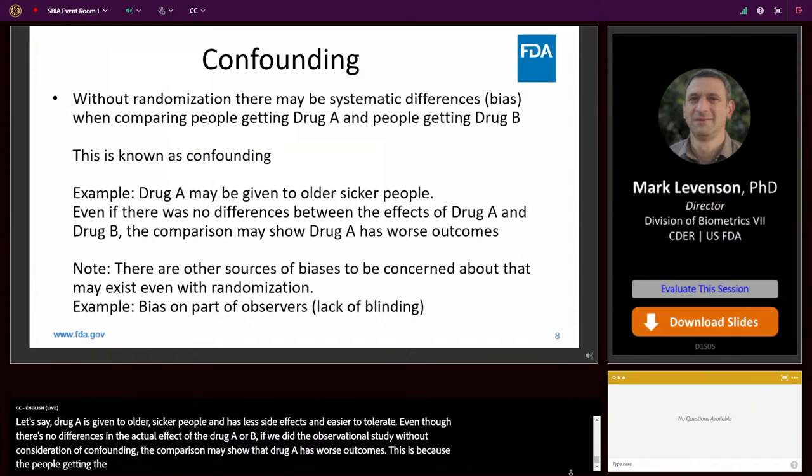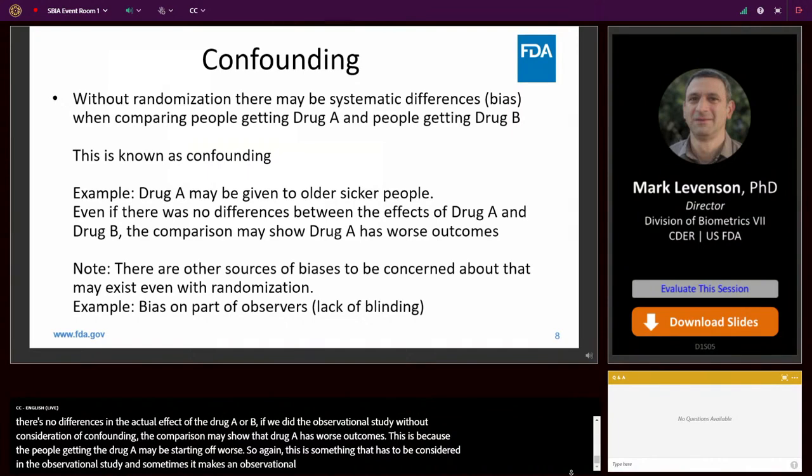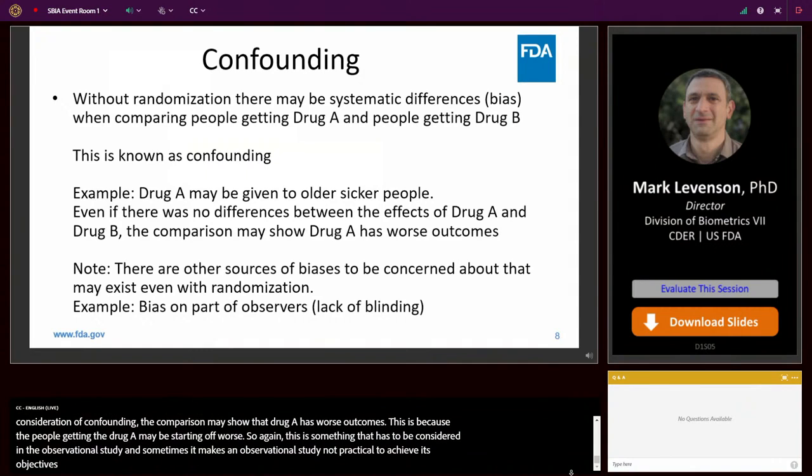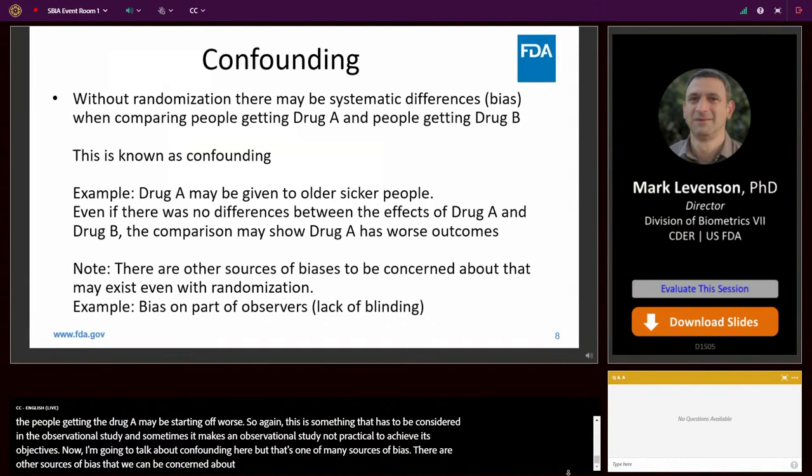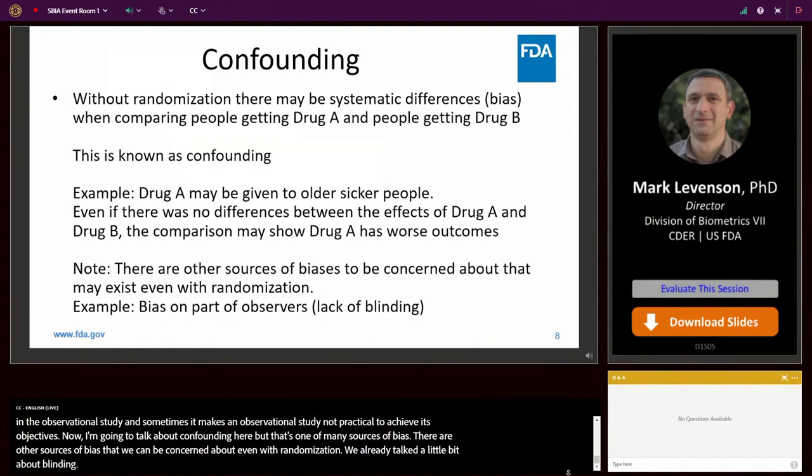So again, this is something that has to be considered in an observational study, and sometimes it makes an observational study not practical to achieve its objectives. I talk about confounding here, but that's just one of many sources of bias. There are other sources of bias to be concerned about, even with randomization. We already talked a little bit about blinding, so that's bias on the part of observers. So if the patient or healthcare provider know what drug someone's on, that may actually bias the results, and I think you're all aware of that.